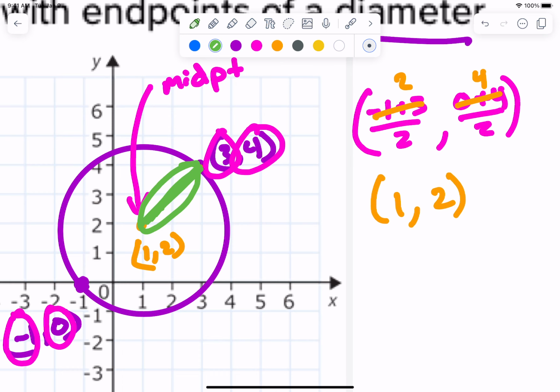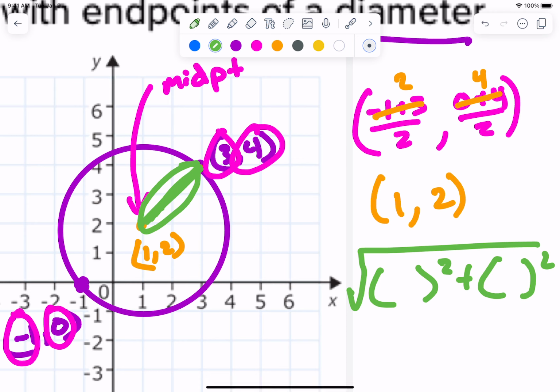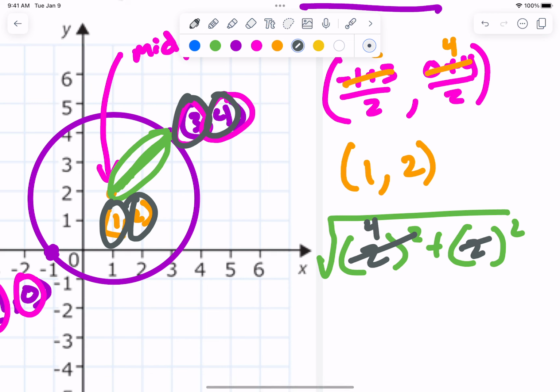That's the one that they picked. So we have to do the distance formula. It should be the square root of 8. Okay? All right, now, I just minus 1. What's the distance from 1 to 3? 2. What's the distance from 2 to 4? 2. 2 squared is 4, 2 squared is 4, and the square root of 8.